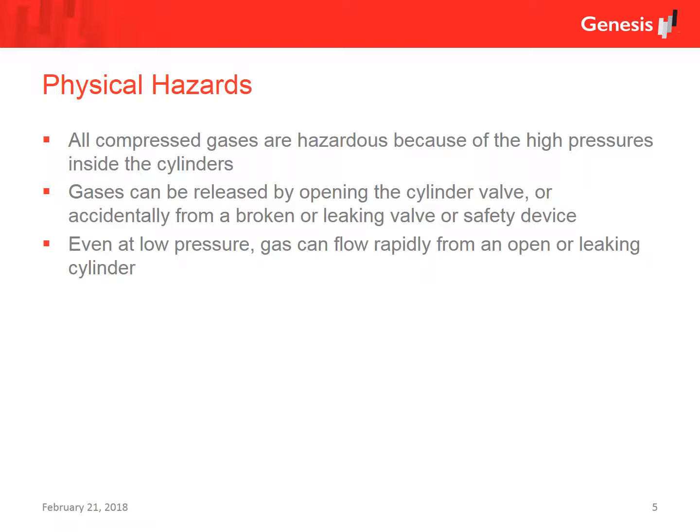There are physical hazards associated with compressed gases because of the high pressure inside the cylinders. For example, oxygen in the E-tanks can range from 1800 to 2200 psi. Gases can be released by opening cylinder valves or accidentally from a broken or leaky valve or safety device. Even at the lowest pressure, gas can flow rapidly from an open or leaky cylinder. These must be reported and taken care of immediately if you experience one of these physical hazards.